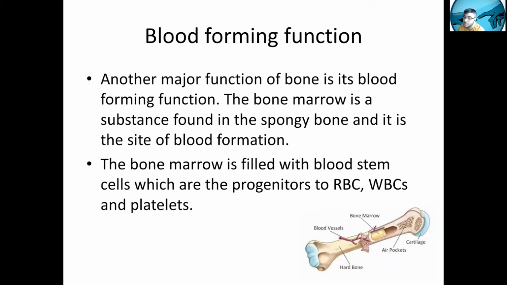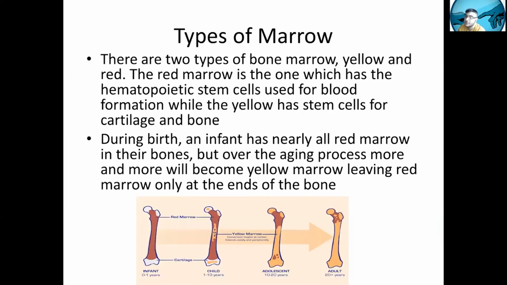Bone marrow is filled with blood stem cells, which are the progenitors of red blood cells, white blood cells, and platelets. There are two types of bone marrow, yellow marrow and red marrow. The red marrow is the one which has the hematopoietic stem cells, which are the ones used for blood formation, while the yellow one has stem cells more for cartilage and bone.